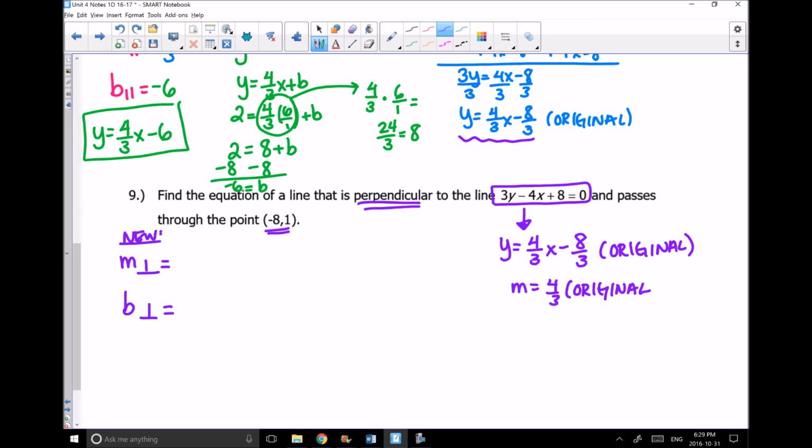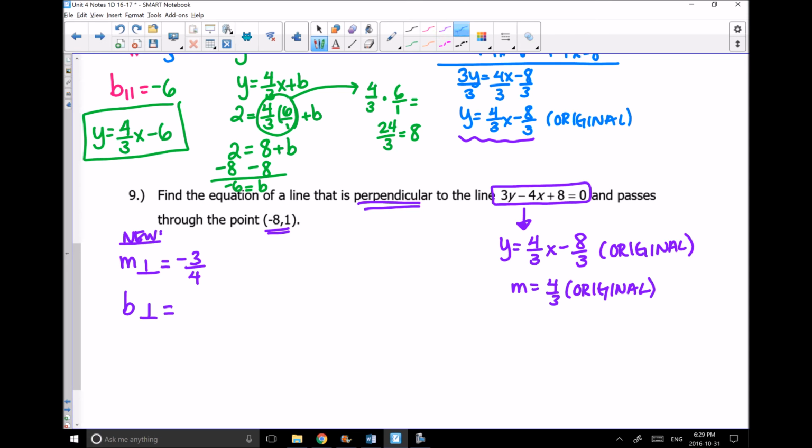Then what's the slope of my perpendicular line? Well, remember, we have to take the reciprocal of this number right here. So we flip it, and then we change the sign. Since it's originally positive, it's going to become negative. So this is going to become negative 3/4. But my y-intercept is still unknown.